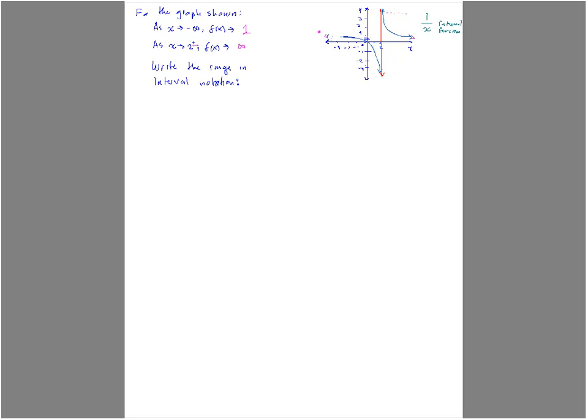So the range is everything excluding the value of that asymptote, which we determined was 1, right? So that would be from negative infinity, everything less than that asymptote, up to, but not including it, and then everything after it, up to but not including it, or down to but not including it. And so those are our answers for this problem.